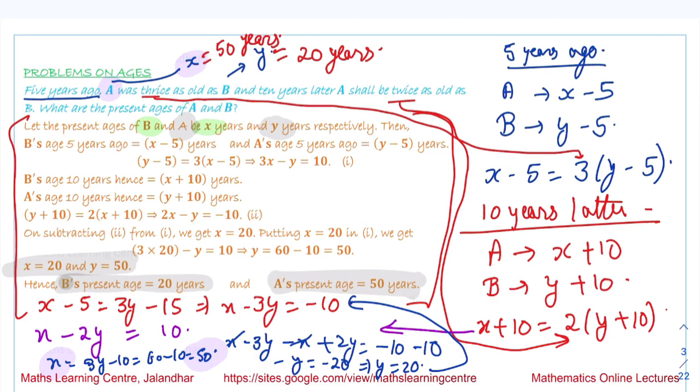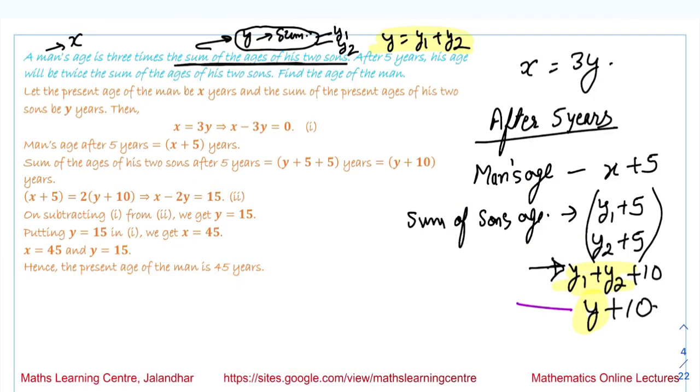Next is: a man's age is 3 times the sum of the ages of his 2 sons. Let the man's present age be X years and the sum of the ages of his 2 sons be Y. So it is given that X is equal to 3 times Y, that is the man's age is 3 times the sum of the ages of his 2 sons.